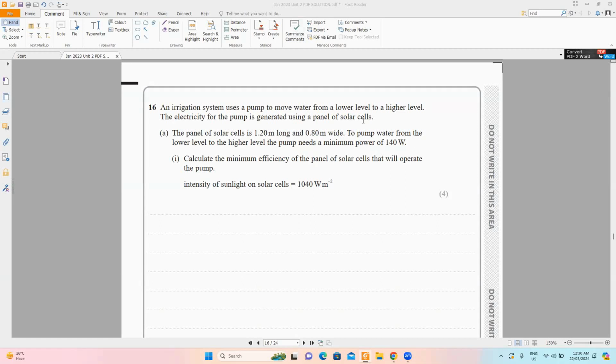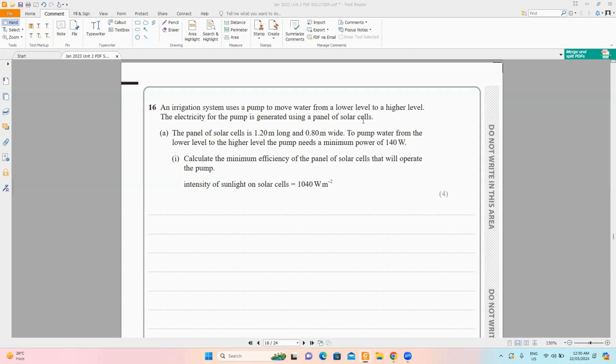So when you calculate efficiency, it's always the energy output divided by energy input, or efficiency can also be calculated using power. It's not always just the energy that you'll have to use to calculate efficiency. You can also calculate efficiency using power as well.